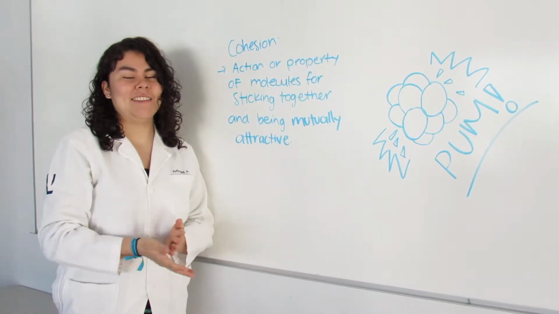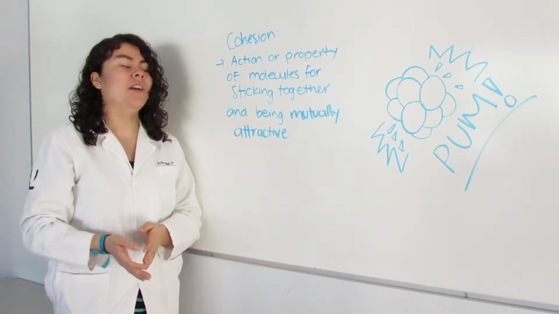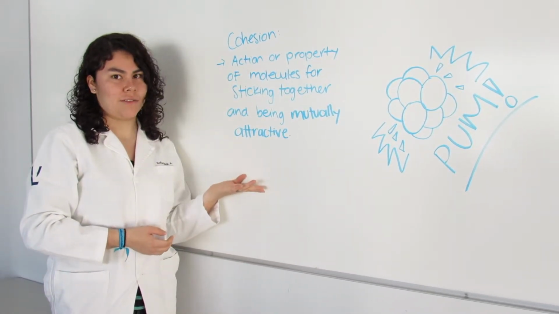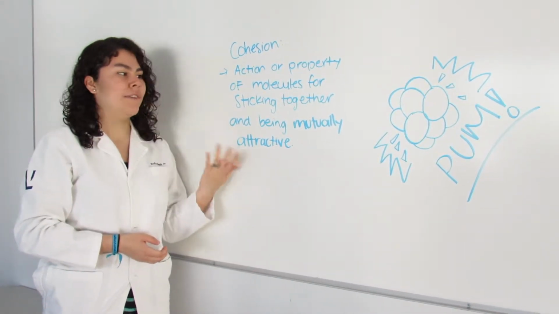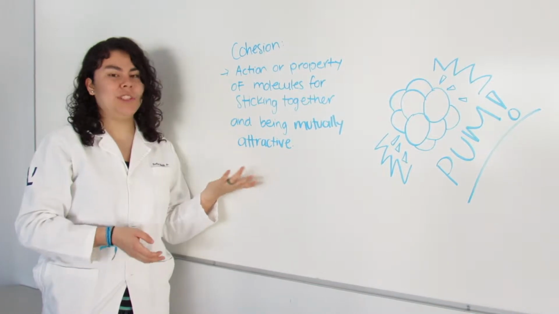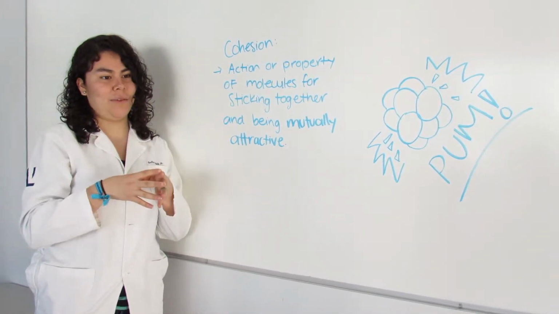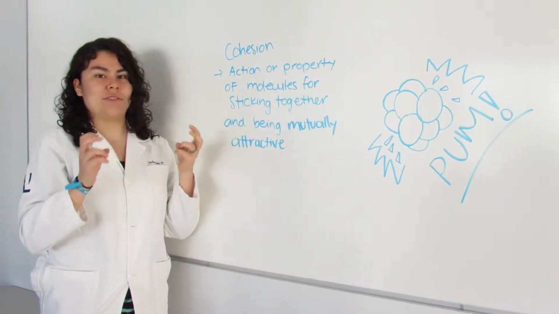Before we can see the difference between the Newtonian fluid and the non-Newtonian fluid, we need to understand the definition of cohesion. Cohesion is the action or the property of the molecules for sticking together and being mutually attractive to one another and then combine. That's cohesion first.